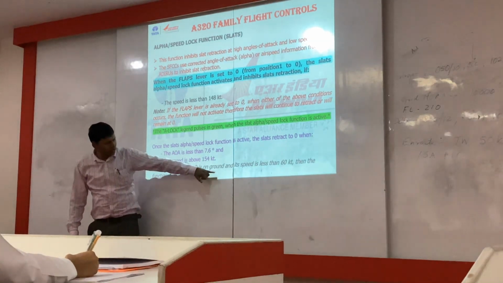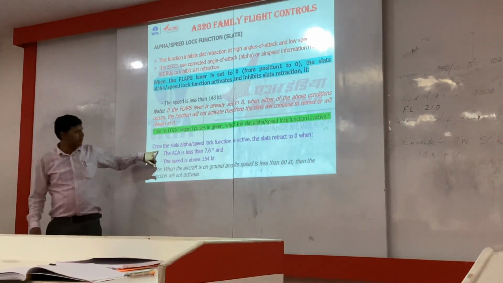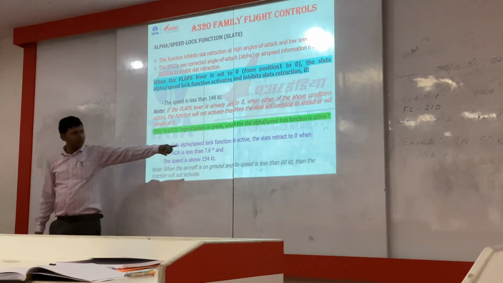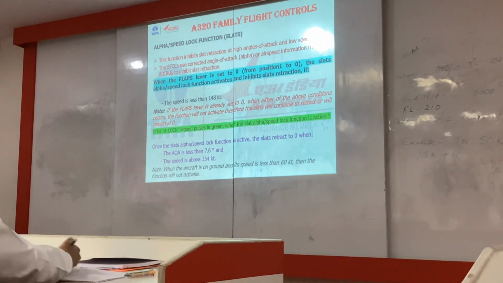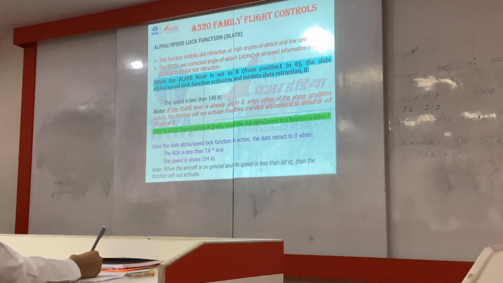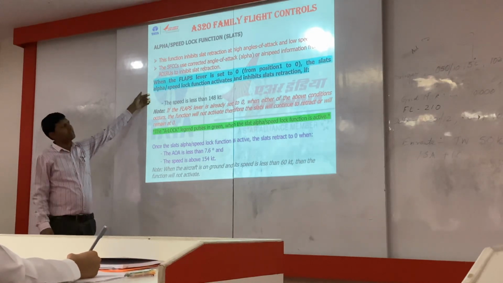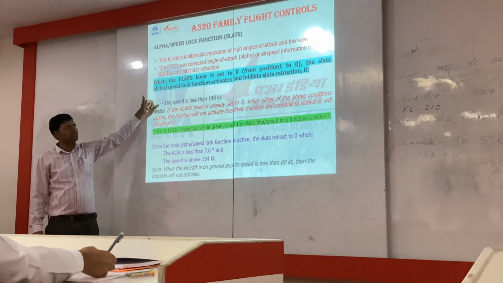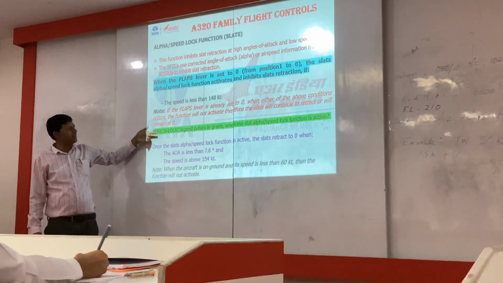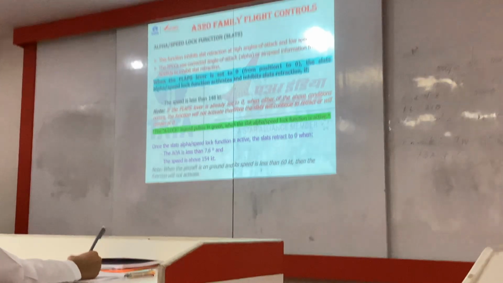When the aircraft is on ground and the speed is less, no, that entry is not there. Once the slat alpha speed lock function is no longer active, the slats retract to 0. So basically, what is happening? When you are setting the flap lever from 1 to 0, if the alpha speed lock function activates when the speed is less than 148, then there will be an indication as ALPHA LOCK. The message pulses green.